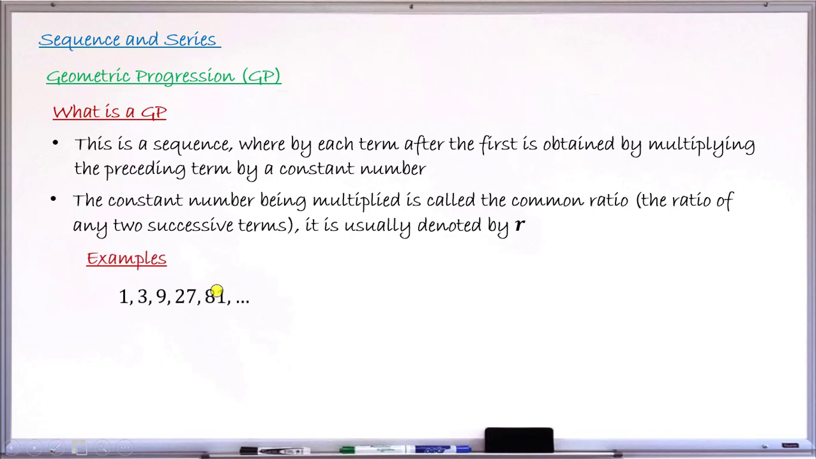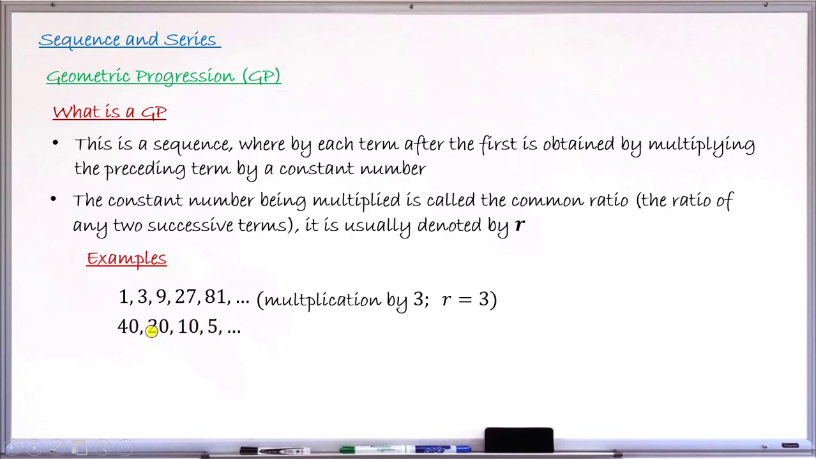Example number one, we have the sequence 1, 3, 9, 27, 81, and so on. This is a GP because looking at the terms, it is multiplication by 3. That is 1 times 3 gives you the next term, which is 3. 3 times 3 gives you the next term, which is 9. 9 times 3 gives you the next term, which is 27, and so on. So in this case, it is multiplication by this constant number 3. So this is a GP.